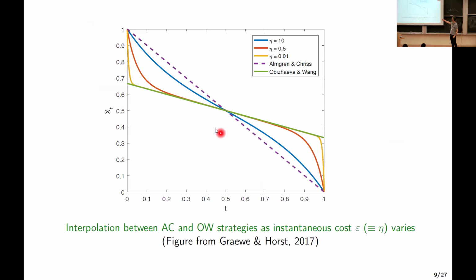The dashed line is the Almgren and Chriss strategy. This is the inventory. You start with inventory one, and you have to bring it to 0 at the time horizon. So this is constant speed, which brings you down along the diagonal. Then the greenish curve is the Obizhaeva-Wang strategy, where you make a block trade in the beginning, then constant speed, then a block trade.